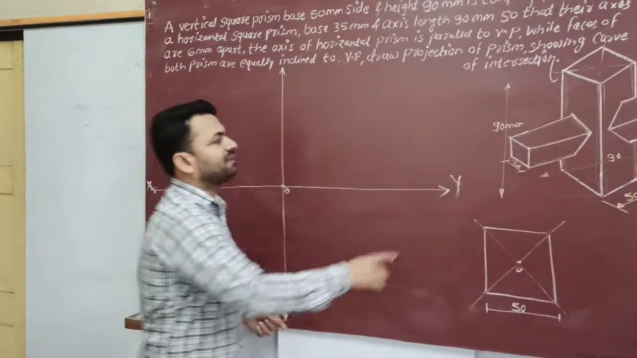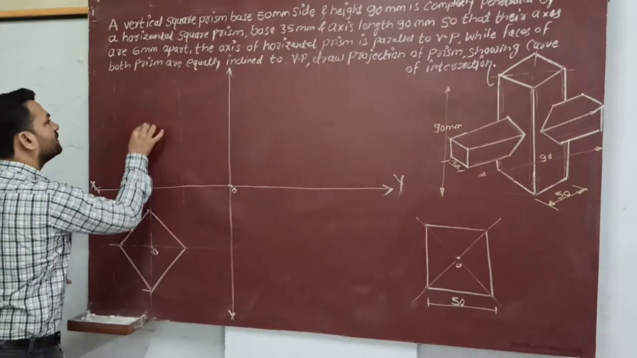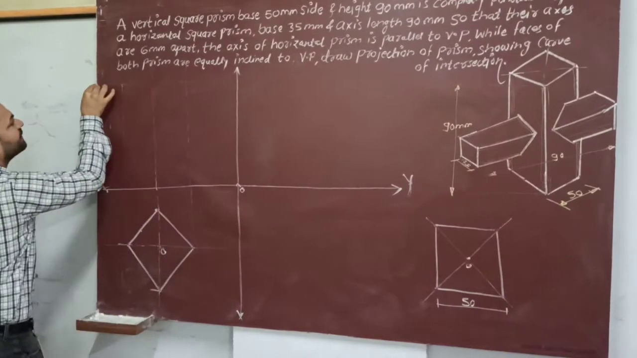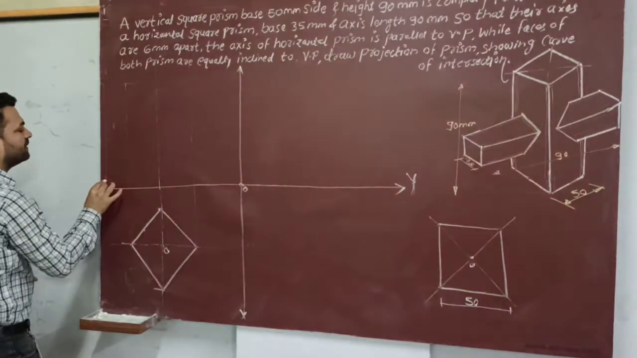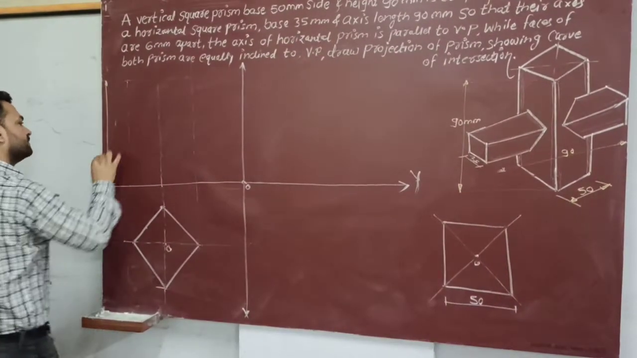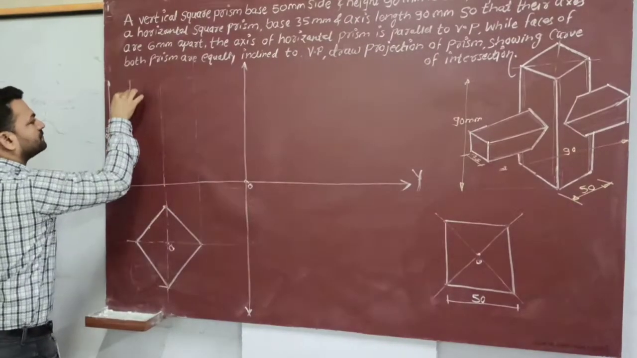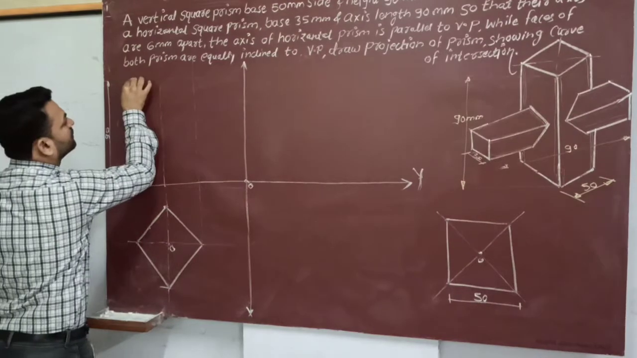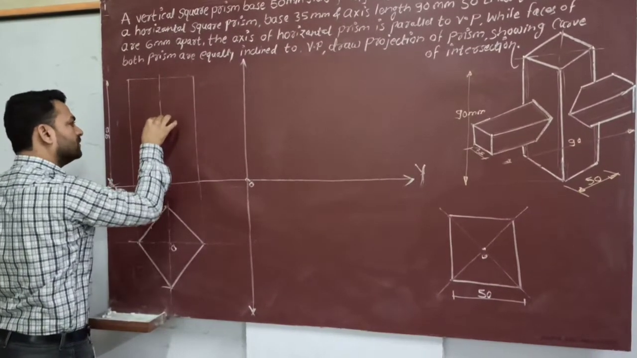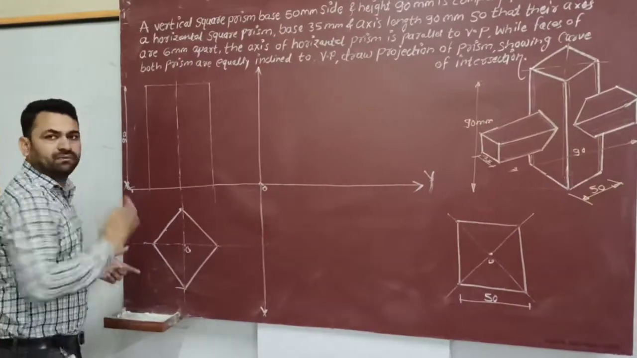Here the height is given, which is equal to 90 mm. So take a distance equal to 90 mm. This is the axis. So I am taking a 90 mm distance equal to this. Consider this will be equal to 90 as the height is given. Here I am not going to darken the outline because we do not yet know its actual condition. So this is the front view.